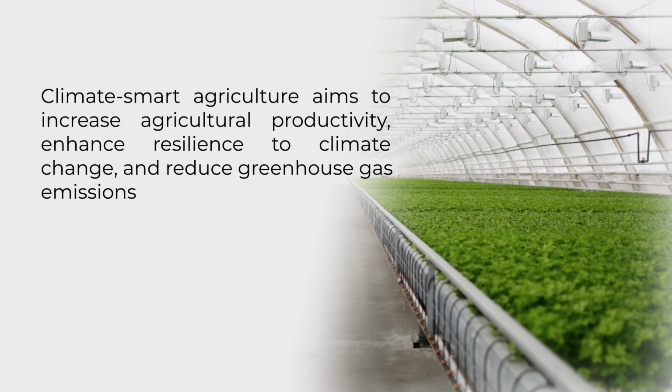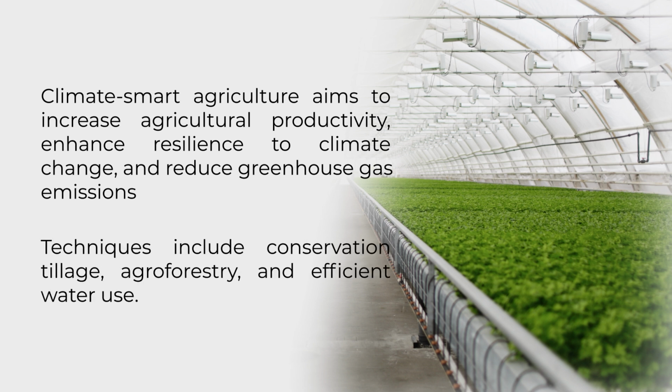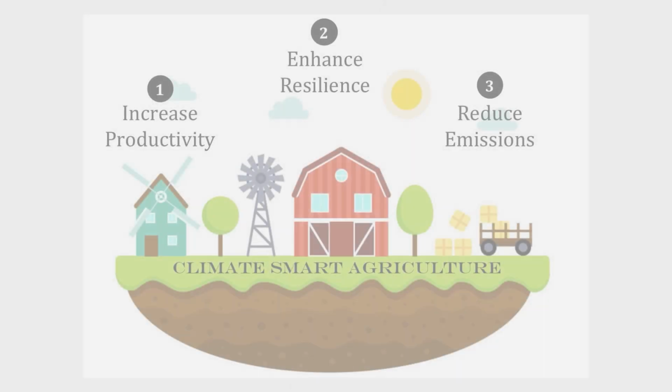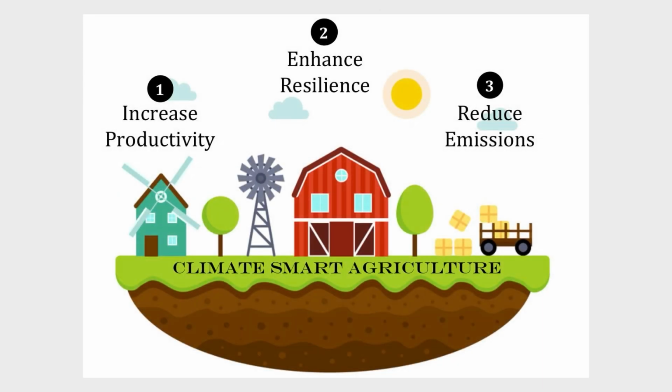As I told you in a previous slide, smart irrigation or sustainable irrigation affects the climate in a good way. Climate smart agriculture aims to increase agricultural productivity, enhance resilience to climate change, and reduce greenhouse gas emissions. Techniques include conservation tillage, agroforestry, and efficient water use. For efficient water use, farmers can use drip irrigation to conserve water. They can use varieties of seeds that require less water.